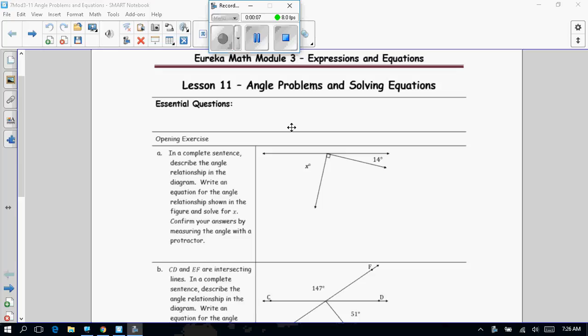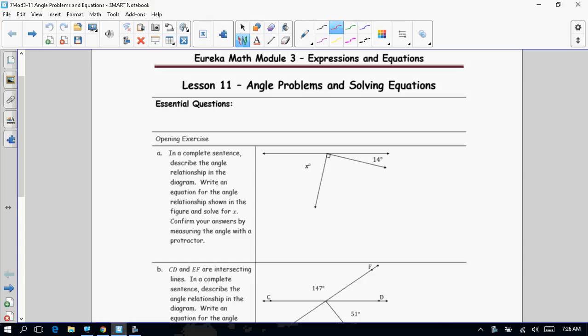I'm on page 85 in our book. We're working on angle problems and solving equations. It's the same type of idea that we just had in Lesson 10, so I'm not going to have a different essential question. It's basically a continuation of Lesson 10, and so I'm not going to give us anything new. This first page here, we're going to do this in class. So go ahead, you can write that in and then jump over to page 86.